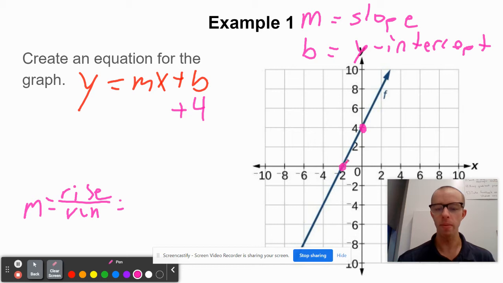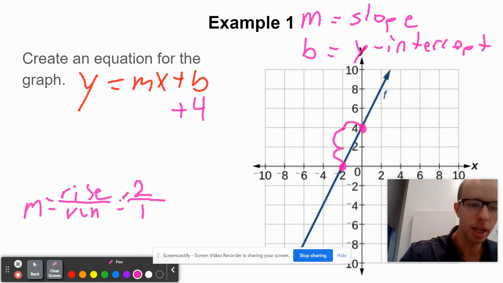And so now I'm going to calculate, how do I get from this point to this point? So let's see. I go up 1, 2. That's my rise, 2. And I go over 1. So my run is 1. So my slope is 2 over 1. So I could write that here for the m. My slope here is 2 over 1.